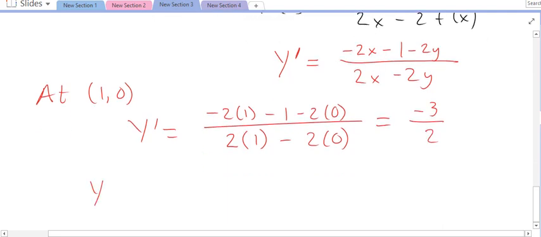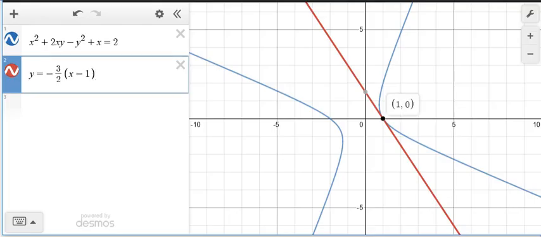So the equation of our tangent line is going to be y minus 0 equals negative 3 halves times x minus 1. Let's go ahead and check the graph. And we go ahead and graph that, and it does indeed look the way we expect a tangent line to look there.